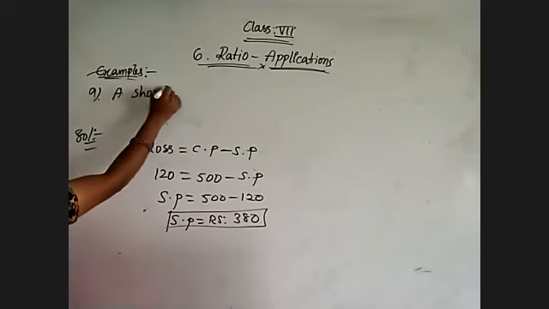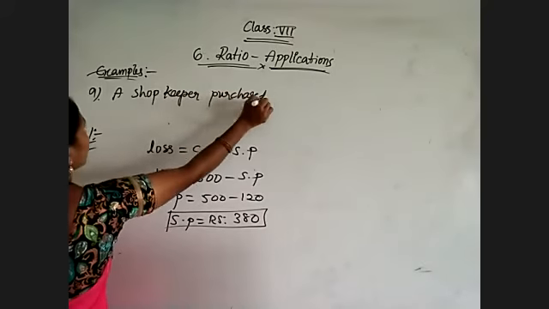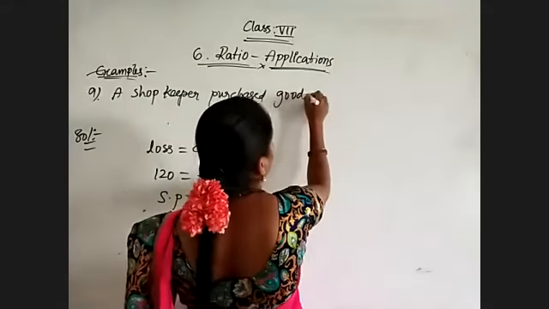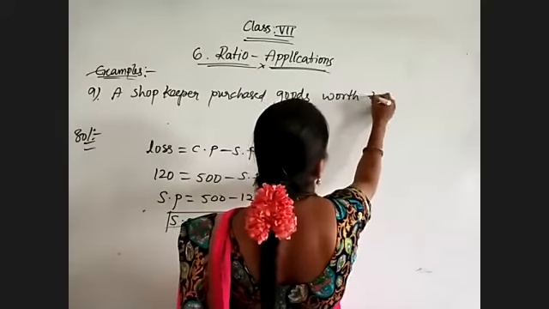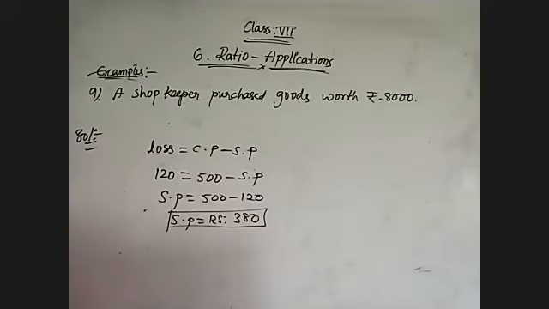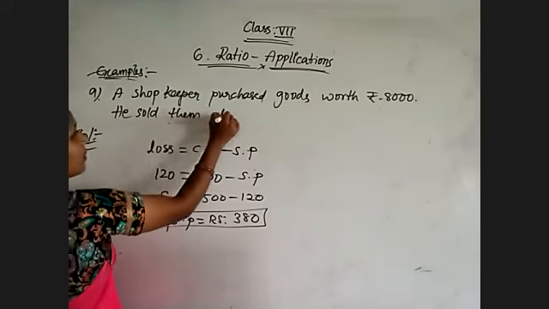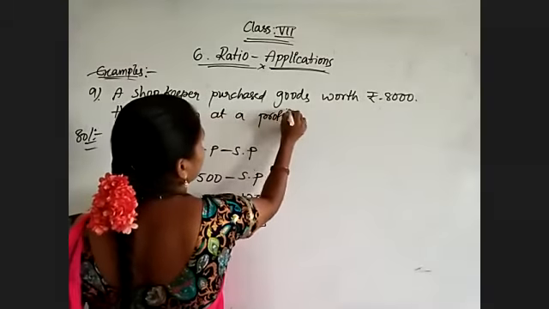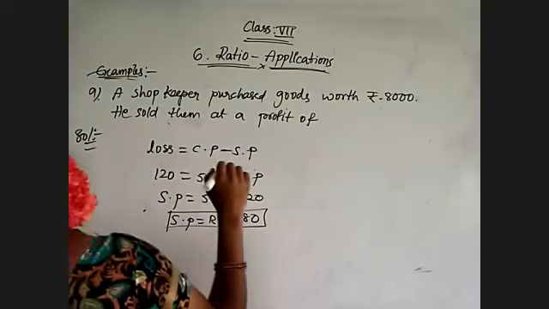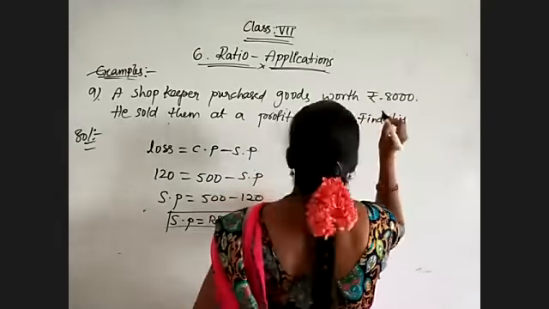A shopkeeper purchased goods worth 8,000 rupees. He sold them at a profit of 7%. Find his selling price.